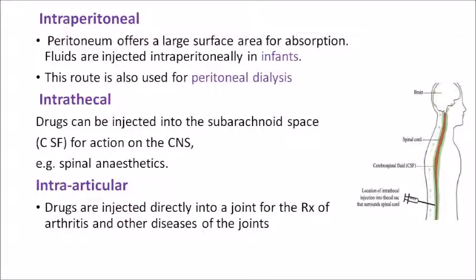Next is intrathecal. Intrathecal means drug is injected into the subarachnoid space into the CSF or cerebrospinal fluid so that the drug acts on the CNS. Spinal anesthesia is given intrathecally. So the term you should keep in mind, the intrathecal is into the CSF. Next is intraarticular. Here drugs are injected directly into a joint, into the articulation or the joint.